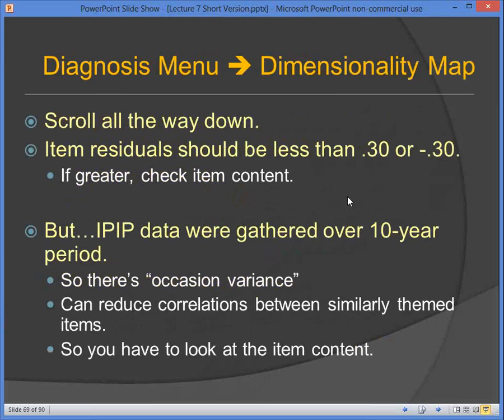All right. So the way that we want to find dependent items, go to the diagnosis menu and choose the dimensionality map. We're going to get to what the dimensionality map is next lecture. We'll talk about that in depth. But for right now, just go to the diagnosis menu, choose dimensionality map, and scroll all the way down.